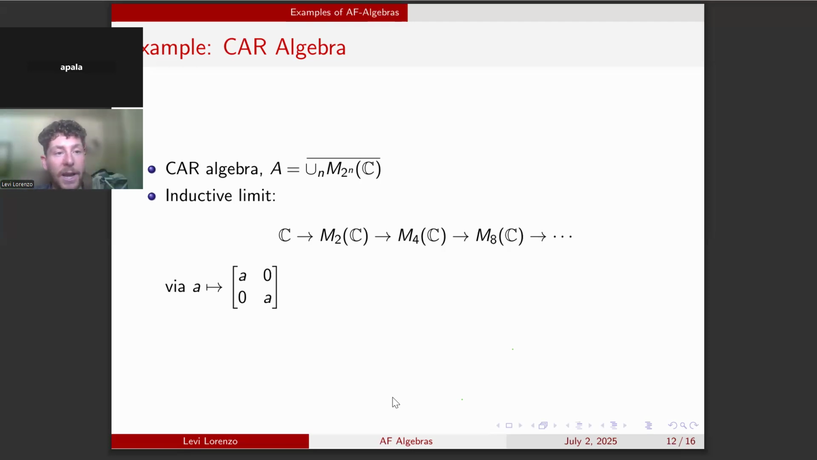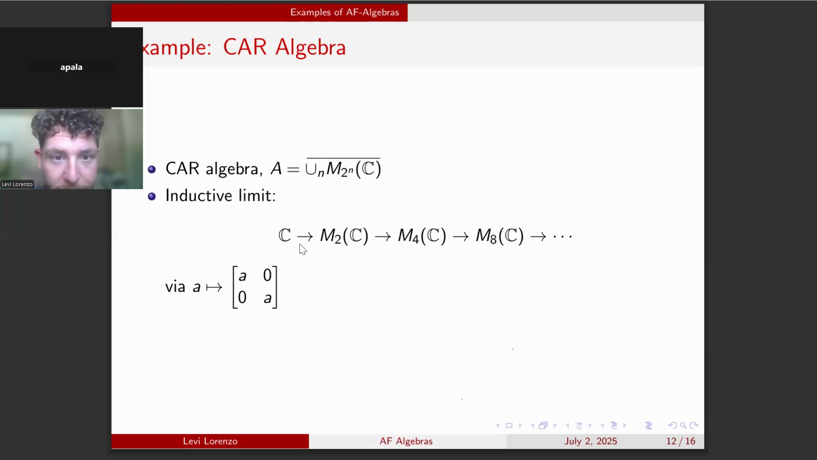Here are the inclusions: you have C into the 2 by 2 matrices, the 2 by 2 matrices into the 4 by 4 matrices, the 4 by 4 into the 8 by 8 matrices. In each map, you take a matrix and put it in twice, as both the top corner and the bottom corner. This is how you get an inductive limit. You can think of the matrix as doubling in multiplicity each time it goes up.